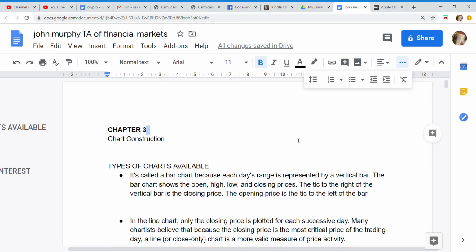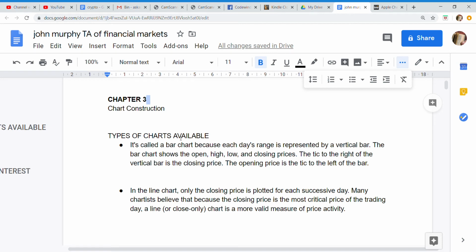So we are starting chapter 3 right now. Chapter 3 is about chart construction. We are studying the book Technical Analysis of the Financial Markets by John Murphy. The first topic is types of charts available.